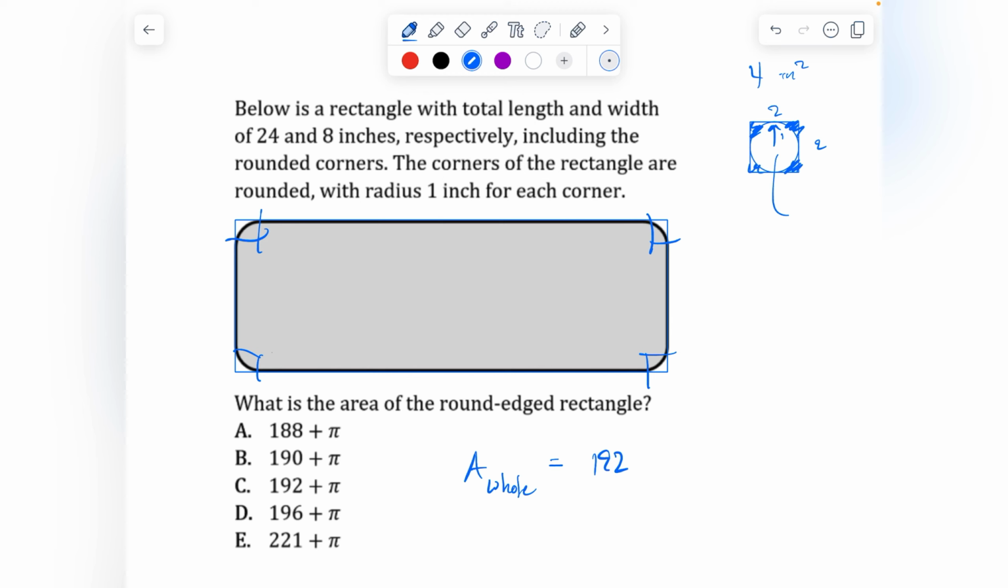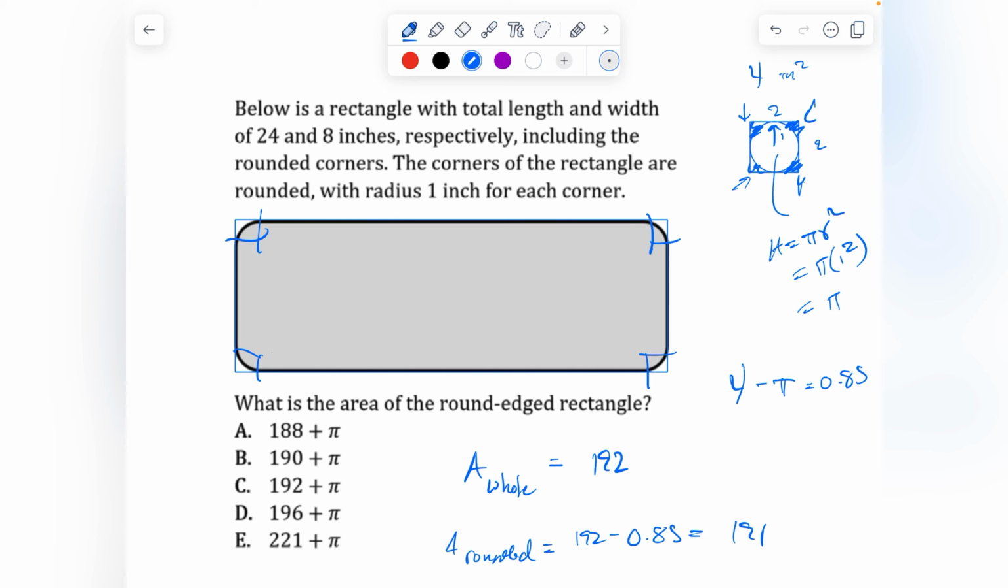Okay, now area equals pi r squared, which is equal to pi times 1 squared, which is equal to pi, right? So if I know the square has an area of 4, and I subtract pi, I'm really just left with what is in these corners, which is 4 minus pi. So 4 minus pi is 0.85. If I just take 192 minus 0.85, it's going to be 191, right?